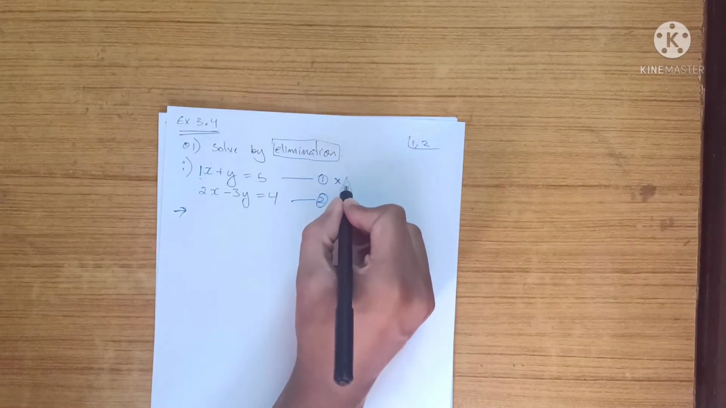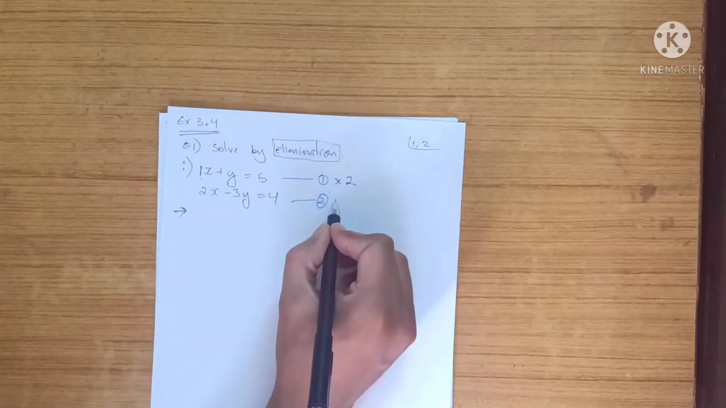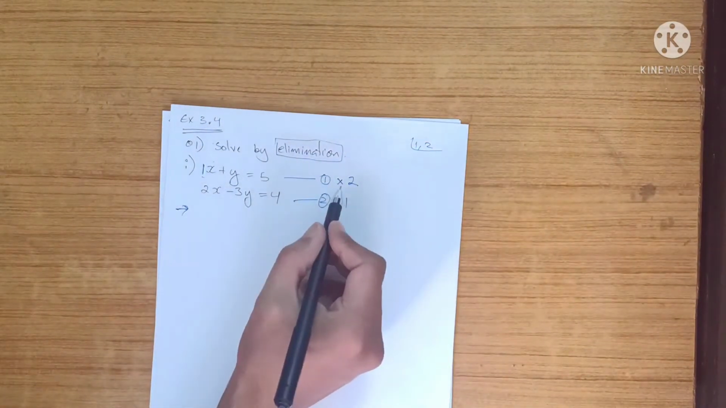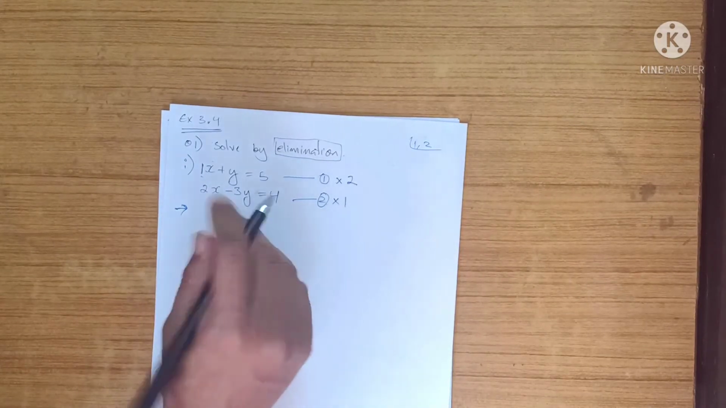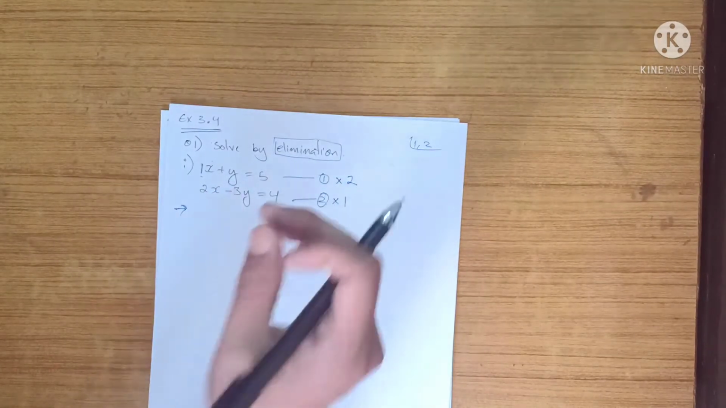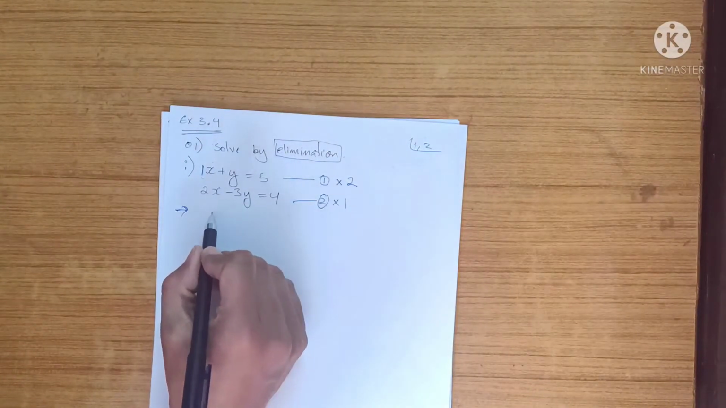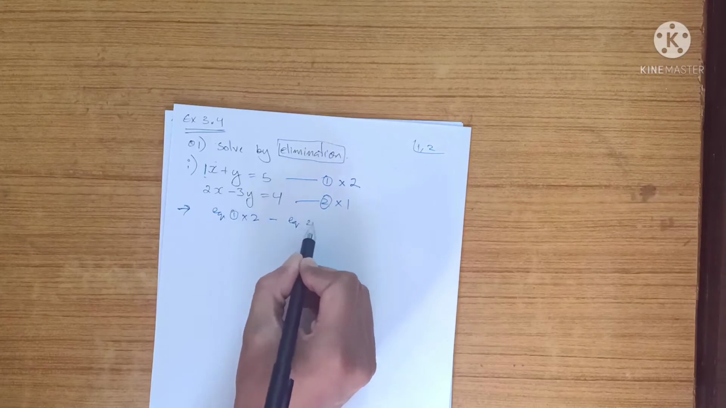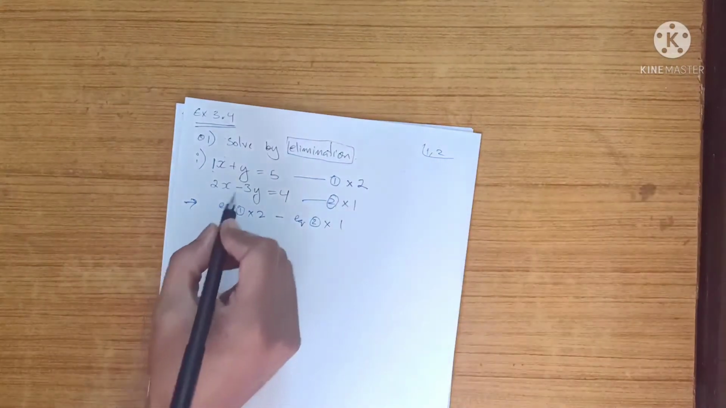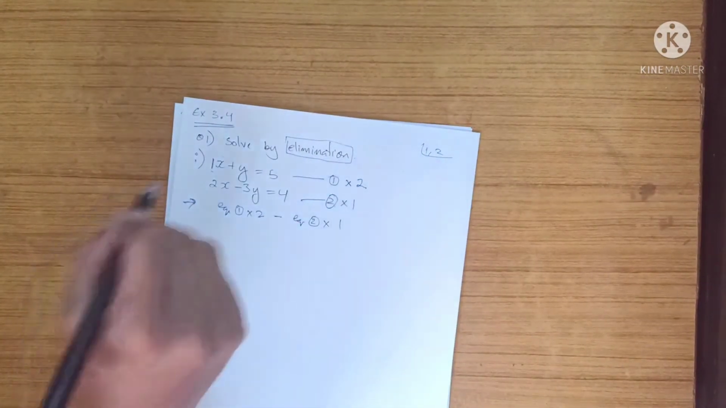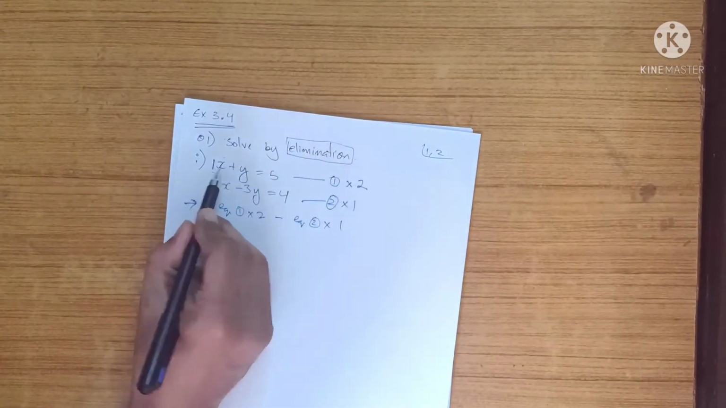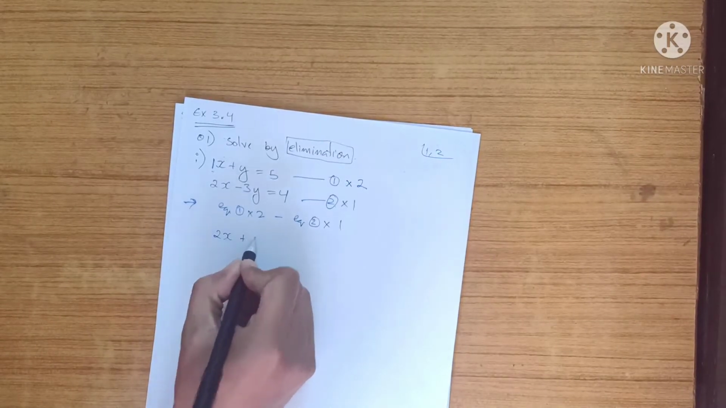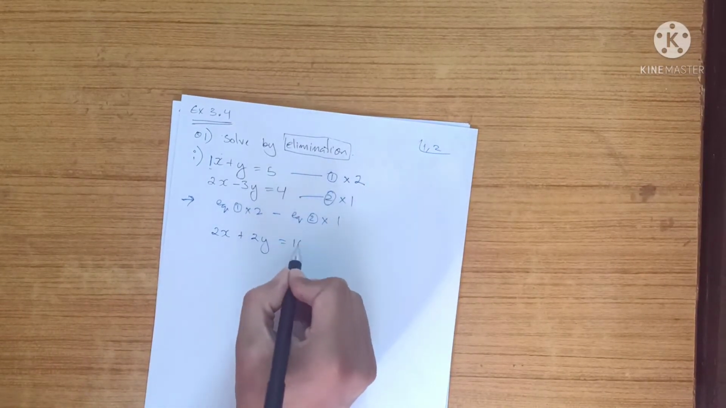So I'm going to multiply equation 1 by 2, and equation 2 I'm not going to multiply by anything, or just multiply by 1. Then I'm going to subtract them: equation 1 into 2 minus equation 2 into 1. For equation 1 into 2, I multiply everything by 2. It's not that 2 only multiplies x. You have to multiply x, y, and 5 by 2. So 2x plus 2y equals 10.